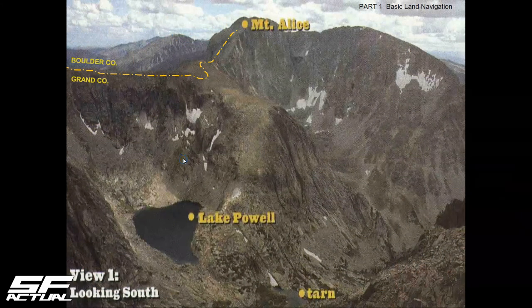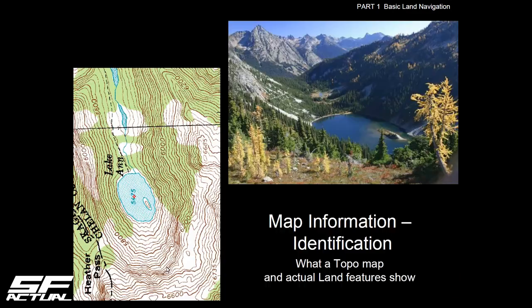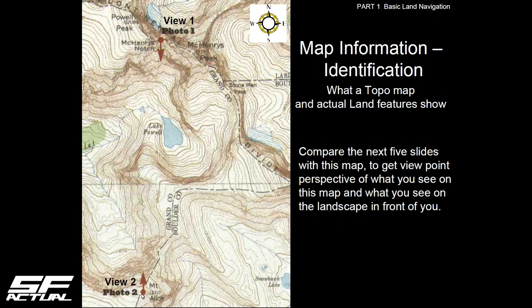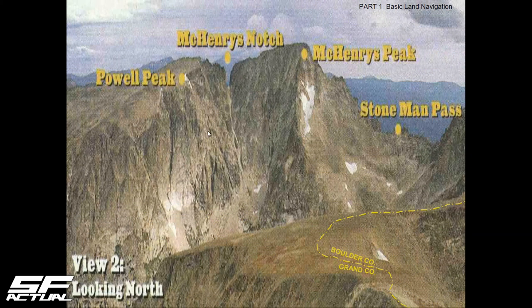Now let's go over to picture two. So now we can see Powell Peak, McHenry Notch, McHenry Peak, and then Stoneman Pass, and then we see the breakdown of Boulder County and then Grand County. We'll back up to this picture, and I'll go ahead and tell you, it's right here that you're able to see Powell Peak, Henry Notch, Henry Peak, and then Stoneman Pass, and then you see the borderline right here of the two counties wrapping around. And that's just terrain association. You can look at these heavy things and be able to see, yeah, this is where I'm at on the map, I can tell.